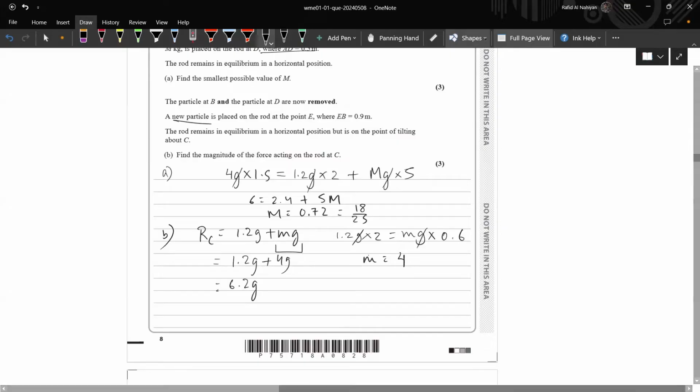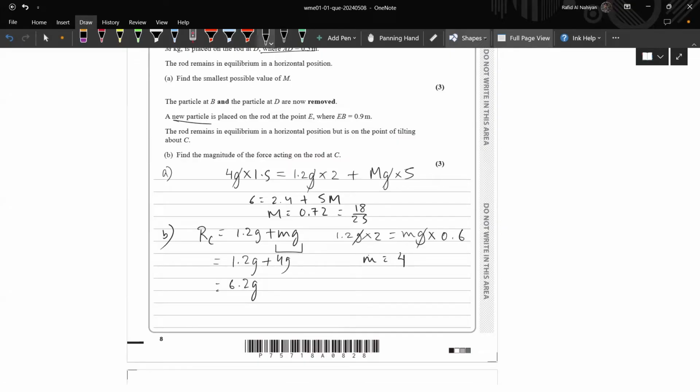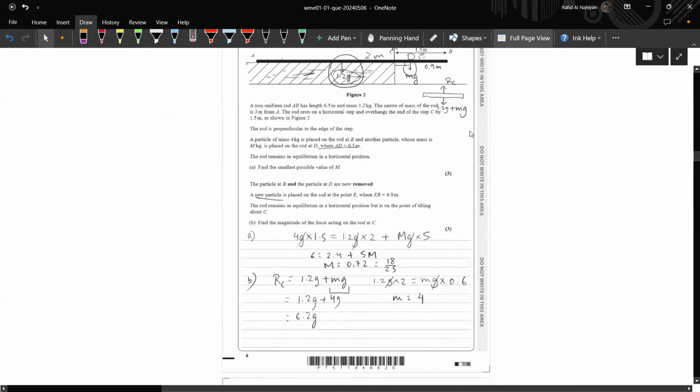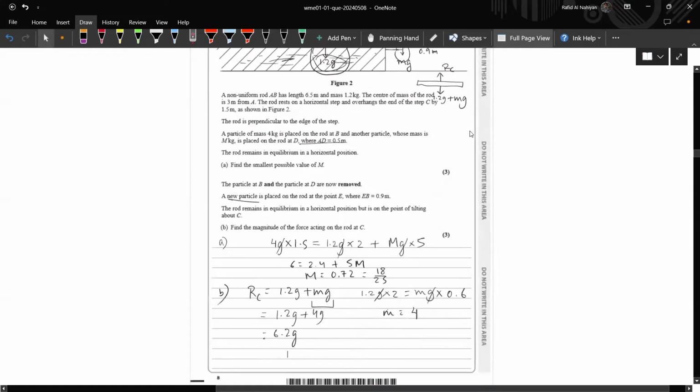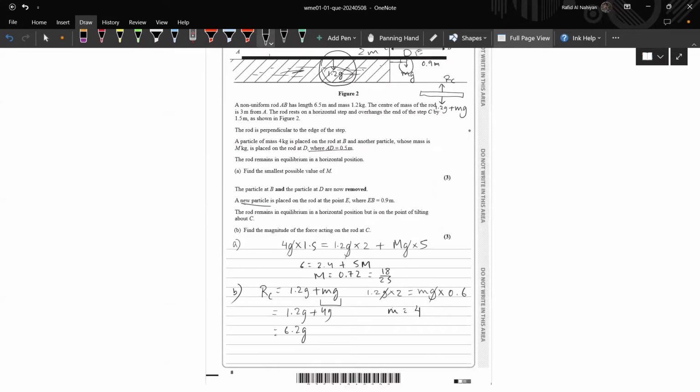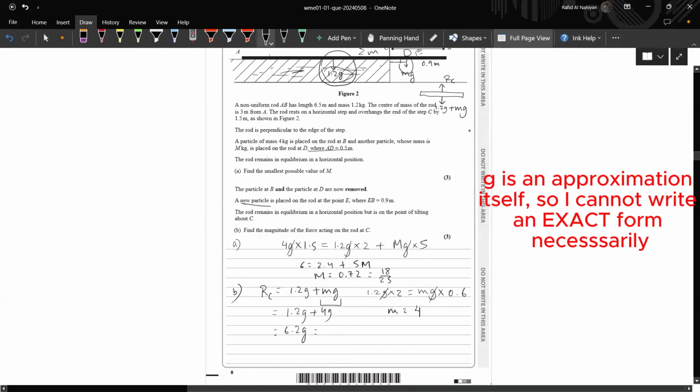I don't have to write this in decimals. In decimal places, I don't think so, so I think I can keep this in terms of G. Yeah, right. But G is an approximation, and they did not ask for, yeah, you know what, let me just find out.